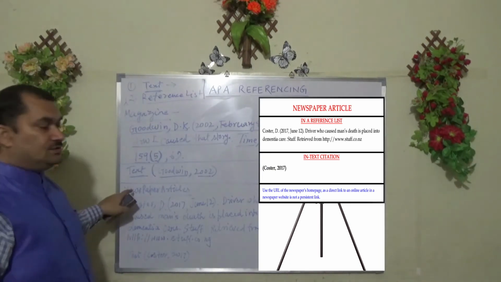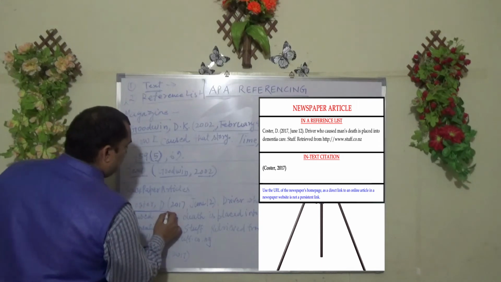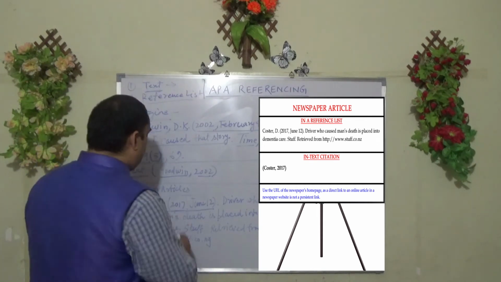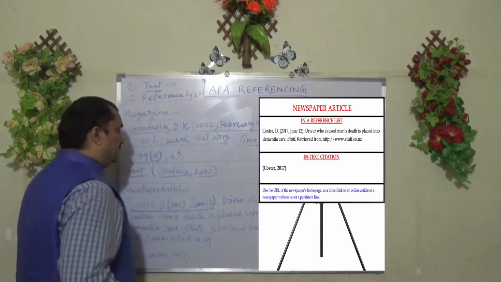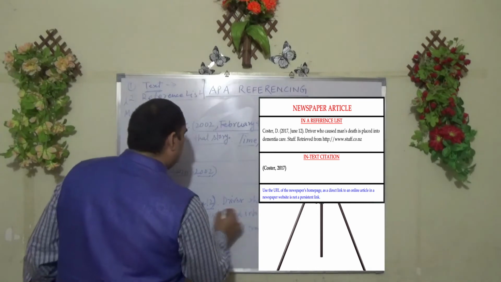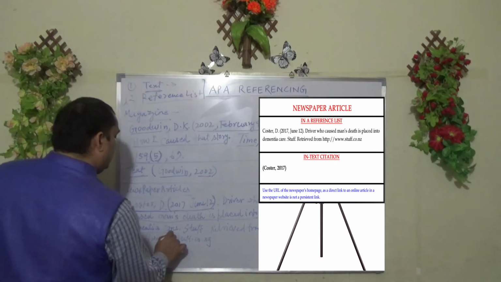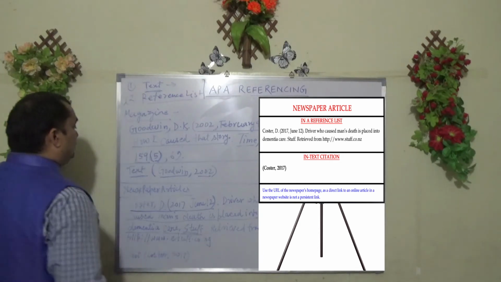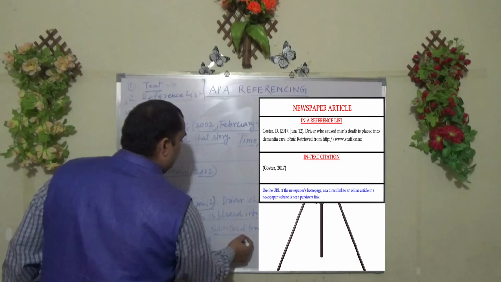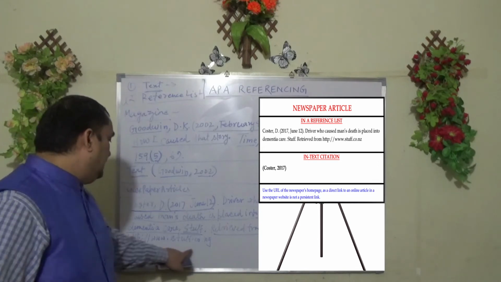Let us discuss now the case of a newspaper, an article published in a newspaper. The same way, this article was published by this author in this year, Coaster, comma, D., in the year 2017. We have separated it by adding brackets on this date, dot, the title of the information was driver who caused man's death is placed in dementia care, dot, Stuff. This is the newspaper, so we write it in italics here, Stuff, and then dot, we add the information retrieved from this website, retrieved from, and add the website name.